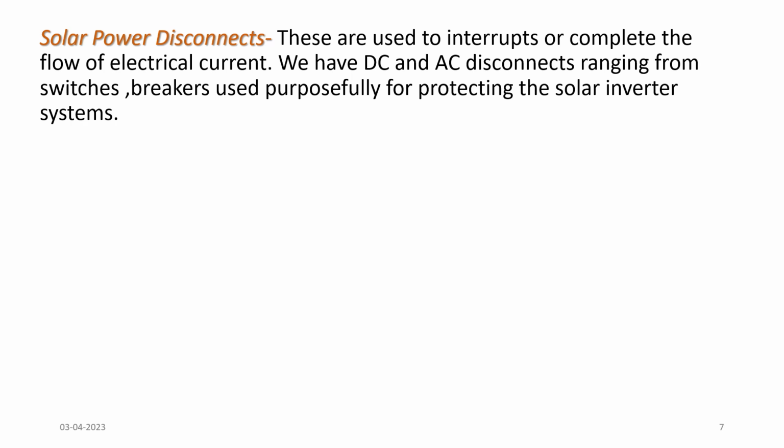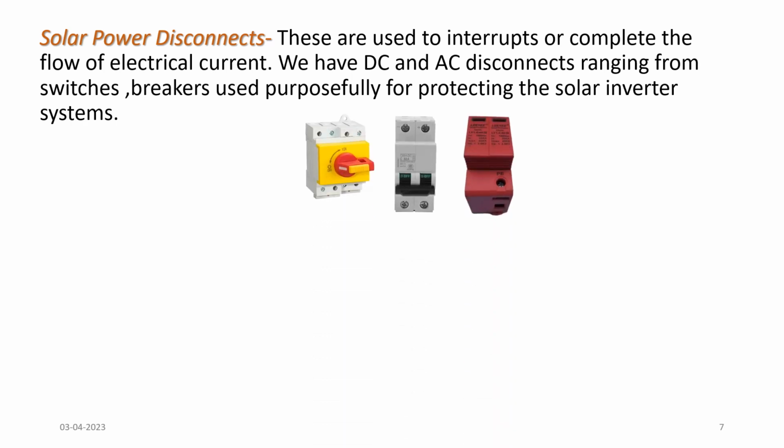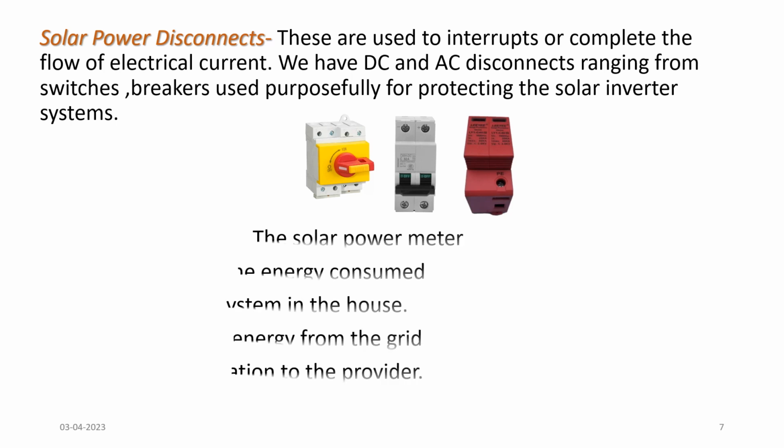So these examples are breakers. You can have some SPDs too, that is, surge protective devices. All these are just to interrupt the flow of electrical current. Maybe you want to perform some maintenance, or maybe there's a fault on the system. Automatically it breaks to protect the system from damage. And these are examples of the switches. The second one is the breaker. The third one is the SPDs, that is, the surge protective devices that cater for lightning surges.